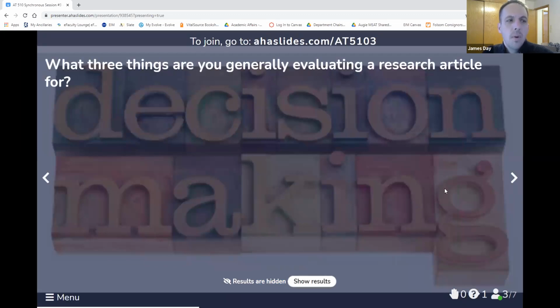All right. What three things are you generally evaluating a research article for? So when I'm reading a research article, what sort of things am I judging it for, right? Not what am I reading it for, as in to get things, but whether or not I'm deciding this is a useful article. What three things are there? And maybe just give me your top one that you're thinking about.